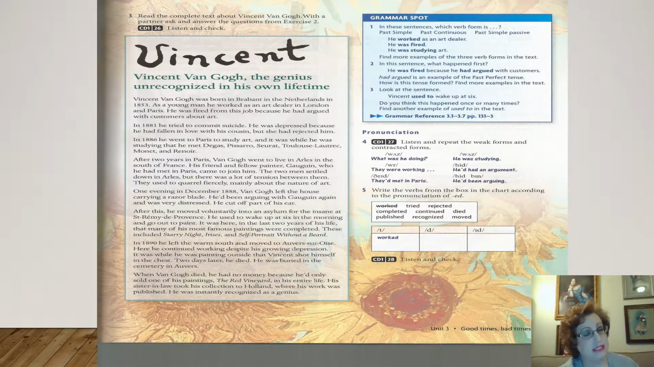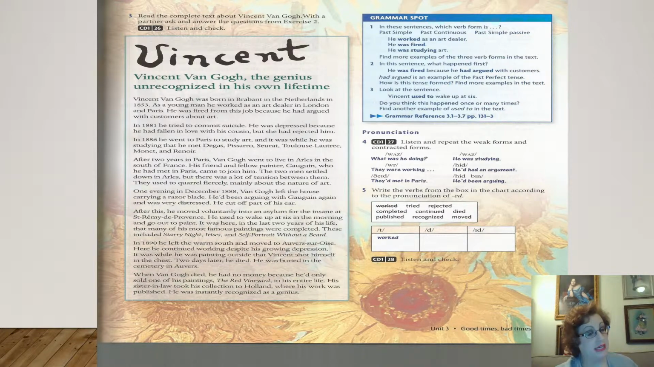In 1890, he left the warm south and moved to Auvers-sur-Oise. Here he continued working despite his growing depression. It was while he was painting outside that Vincent shot himself in the chest. 2 days later, he died. He was buried in the cemetery in Auvers.